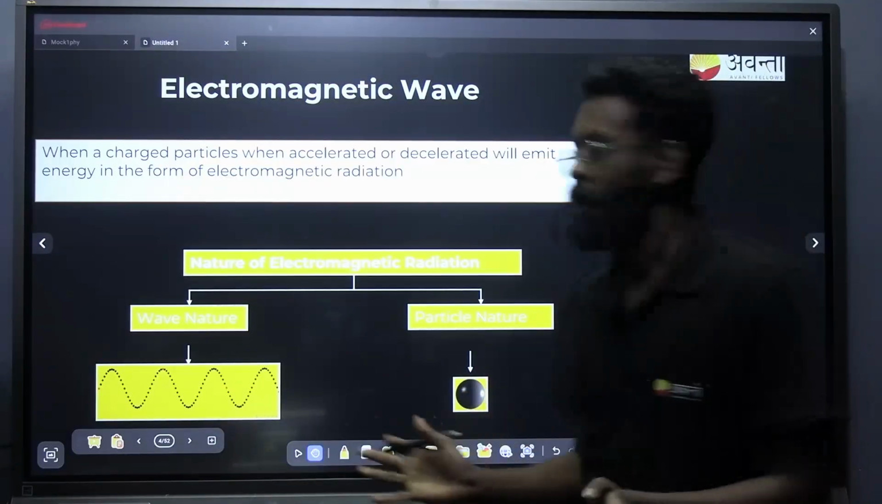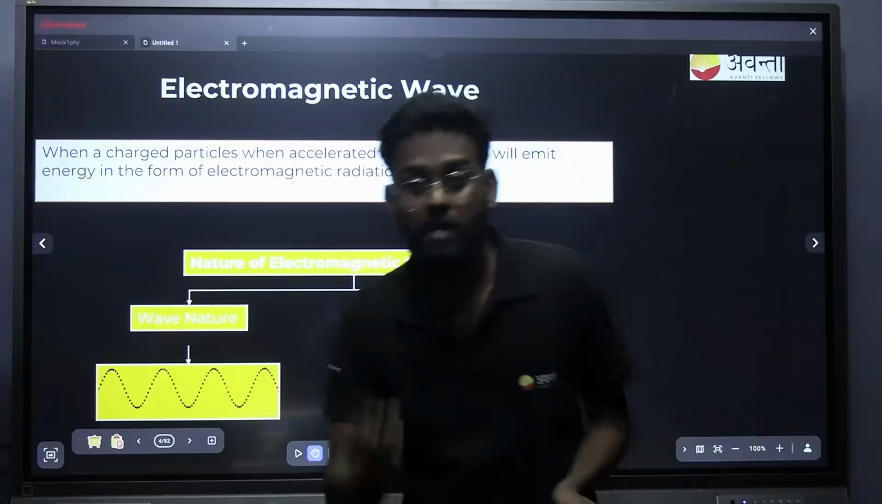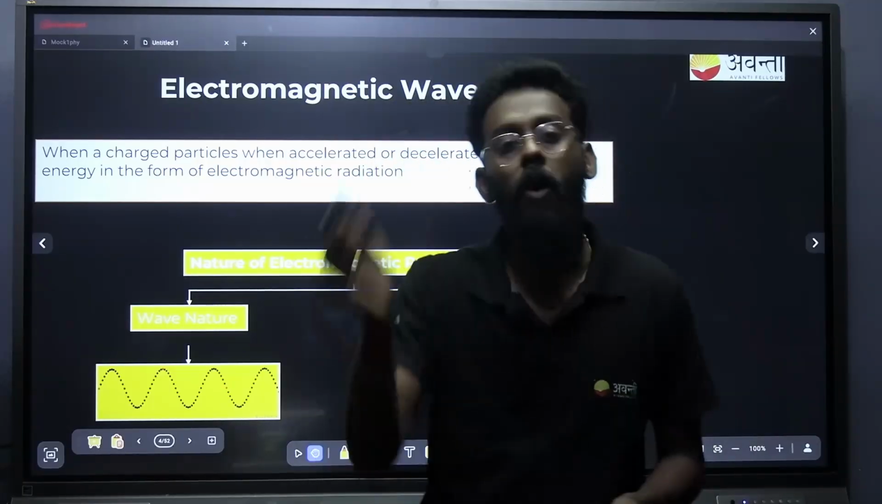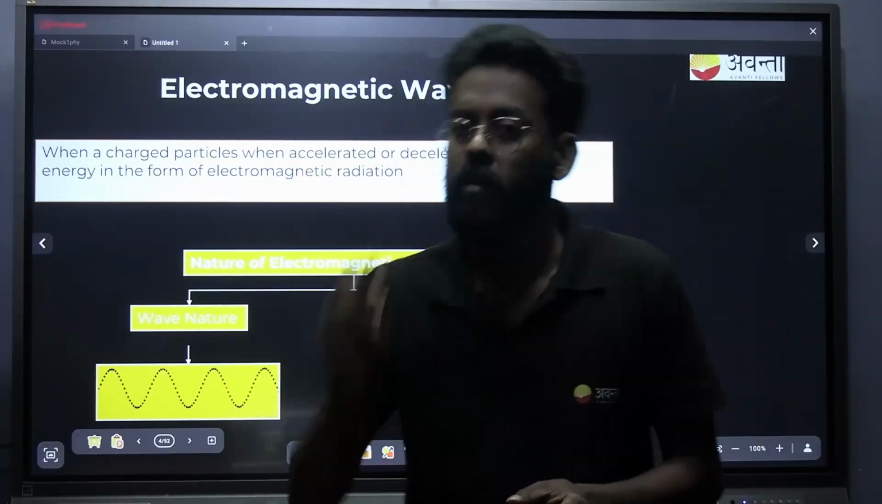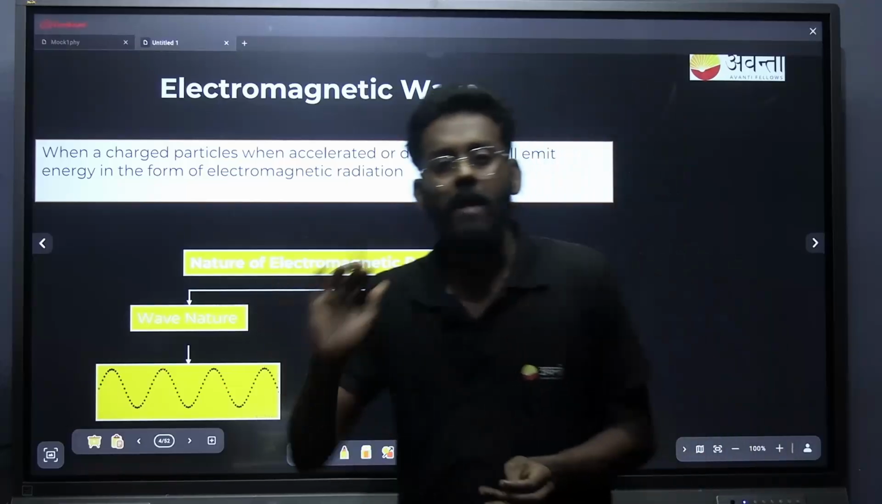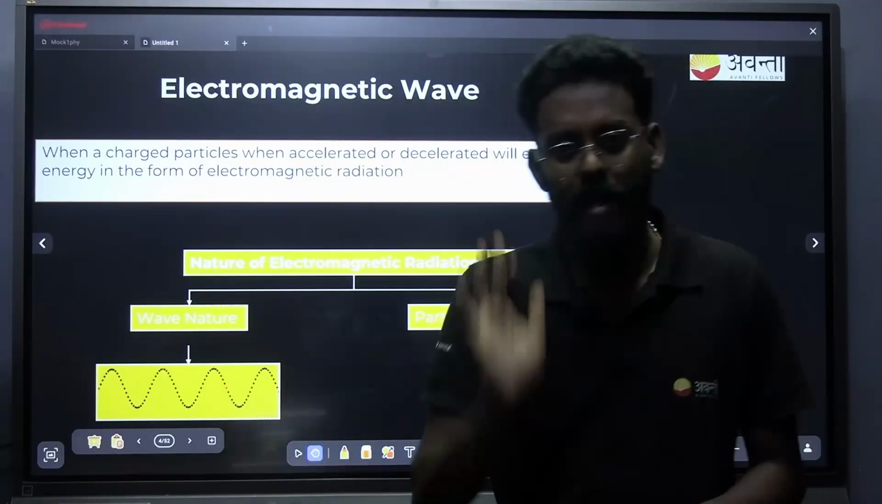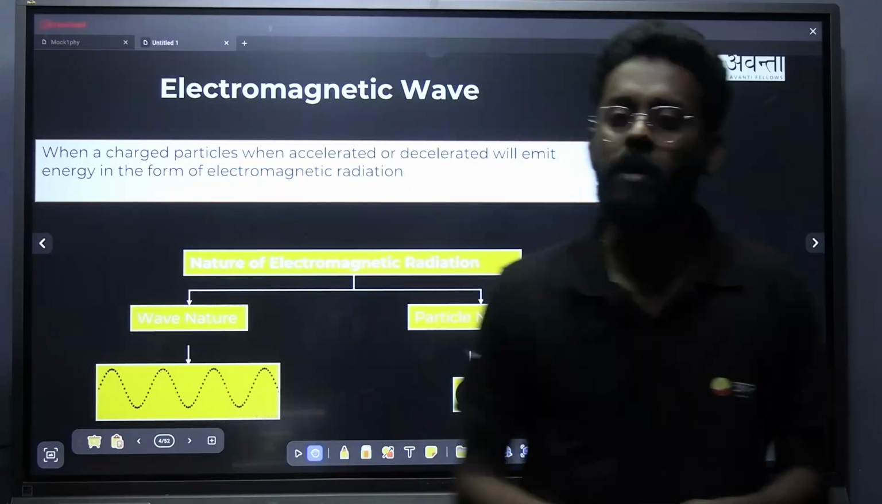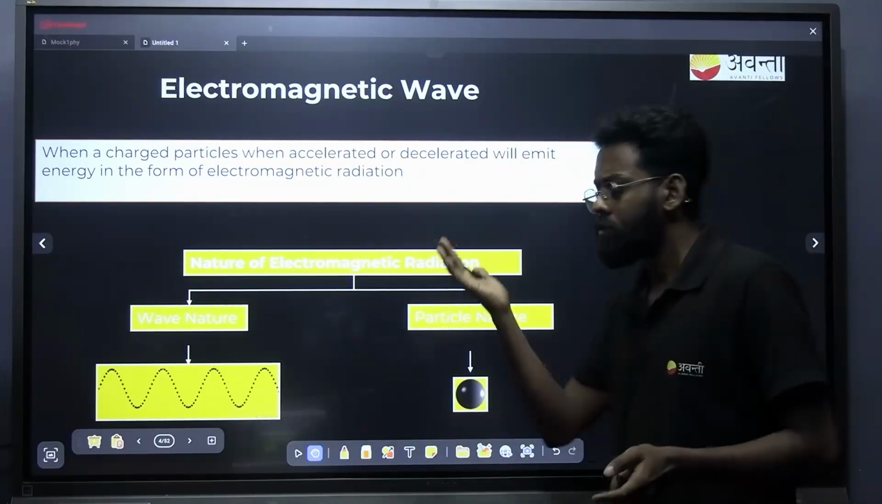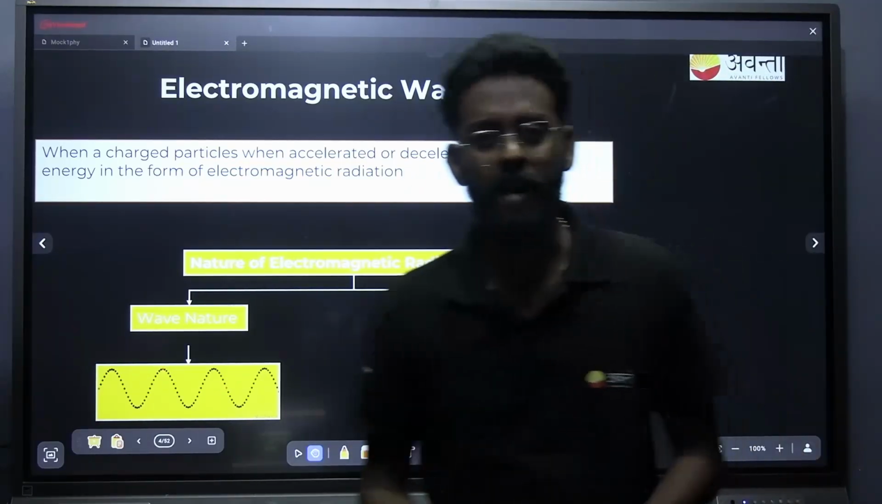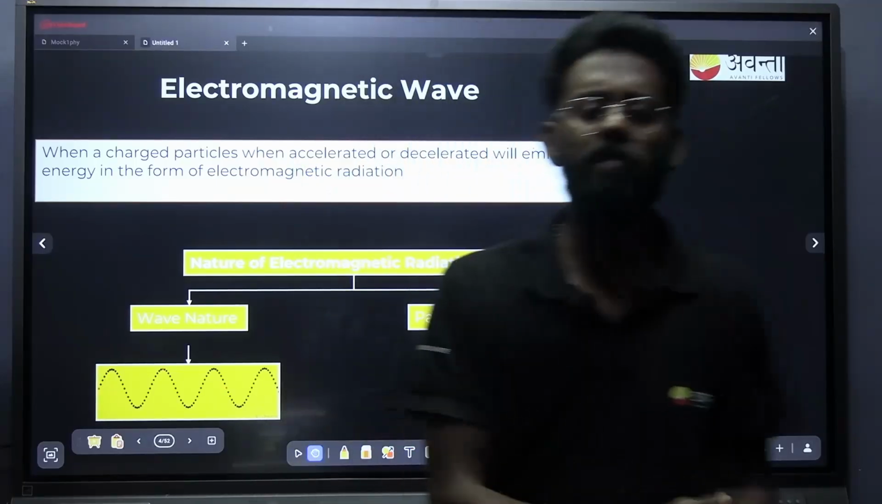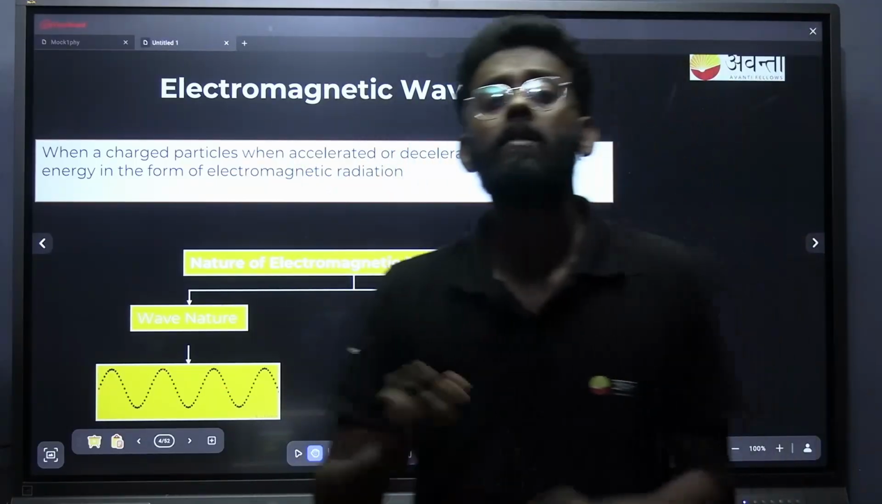Electromagnetic wave is a simple one. It's nothing but, when a charged particle is either accelerated or decelerated, what is going to happen? Energy will be emitted, and this emitted energy is what we call electromagnetic radiation. It's also called thermal radiation. And the main question is, what is the nature of this electromagnetic radiation? Is it wave nature or is it particle nature? That was the confusion.